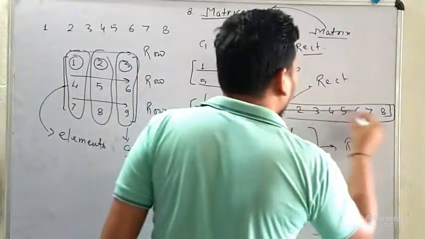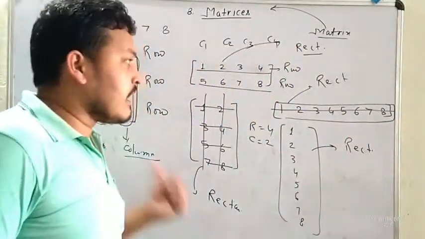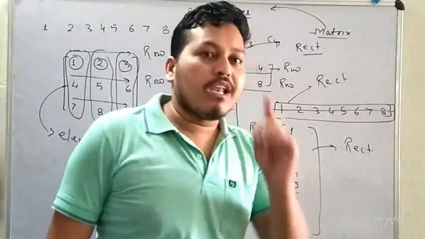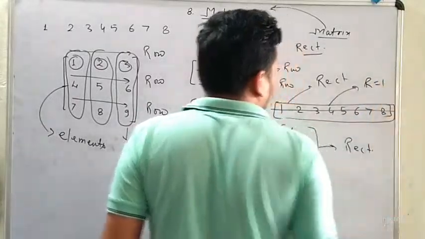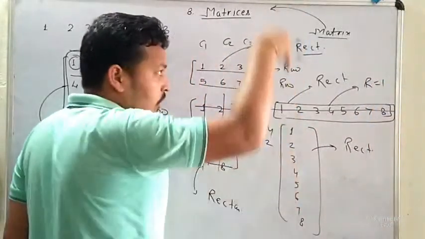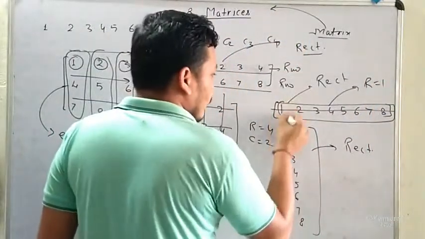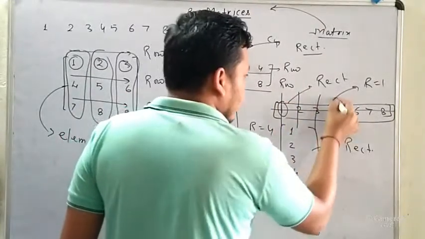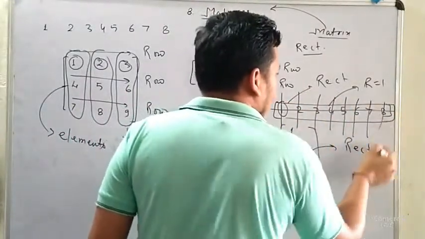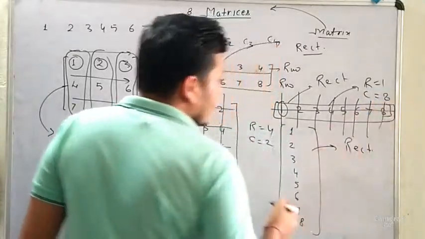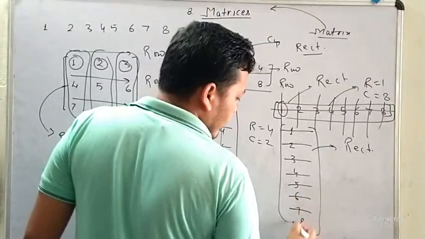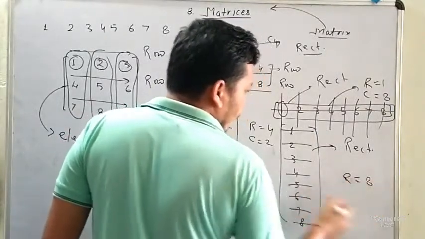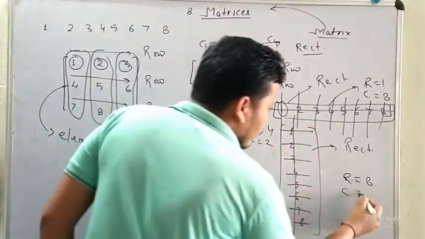Next, here all the numbers are arranged in an array form. It means only one row is given here. Row is equal to 1, and column is the vertical line. So look downward: 1 2 3 4 5 6 7 8, so column is equal to 8. Next, here how many rows? 1 2 3 4 5 6 7 8. Row is equal to 8, and column is equal to 1.